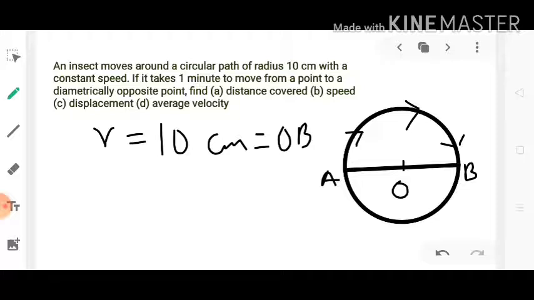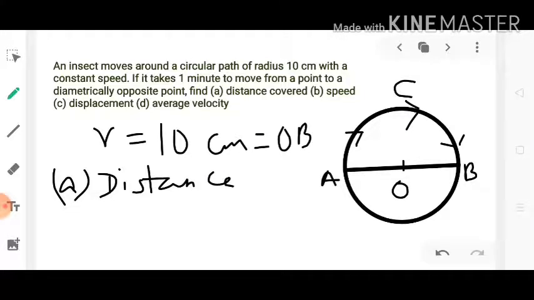Now just see the path. It is traveling from A to B. So let us mark one more point as C. So it is traveling from A to B via C. So ACB. Obviously it is a semicircular path. So we know that the circumference of a circle is given by 2 pi r. So for a semicircle it should be pi r.